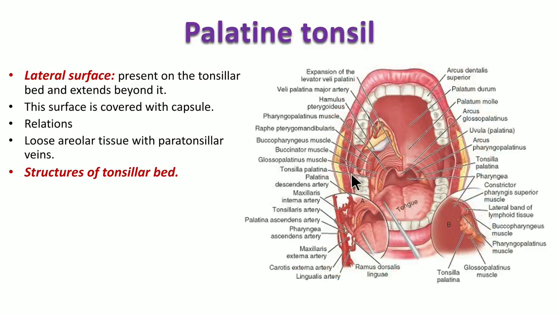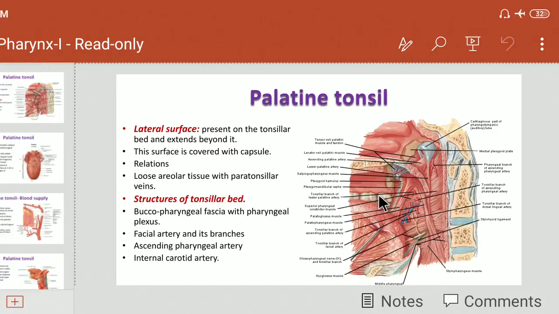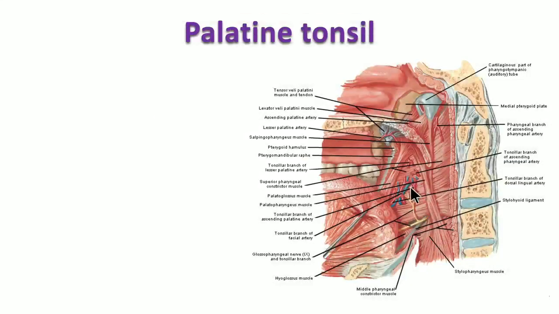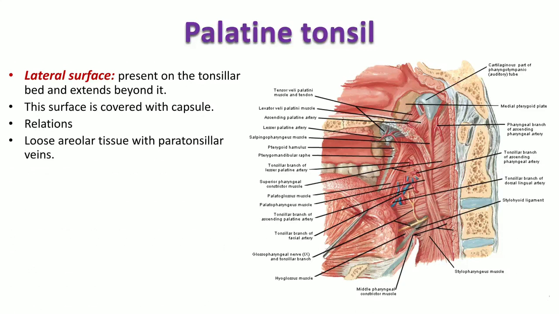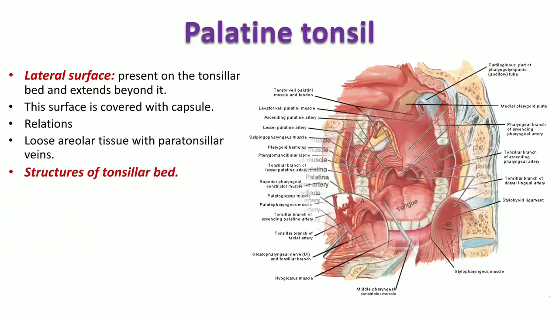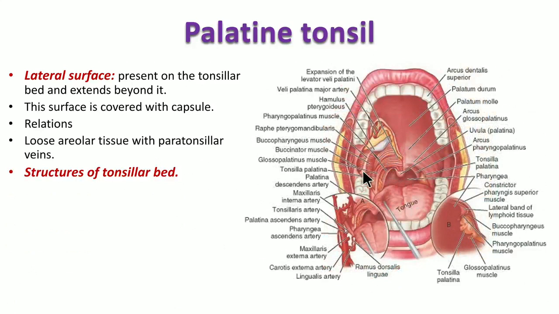So here you are able to see the palatine tonsil. As I told you, on the lateral surface you have the paratonsillar vein structures forming the tonsillar bed, and the muscles more laterally. The muscles mainly will be external to the palatine tonsil: stylopharyngeus muscle, and buccinator muscle with the buccopharyngeal fascia.